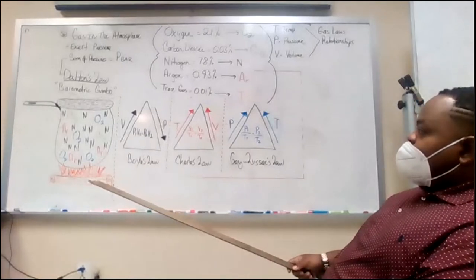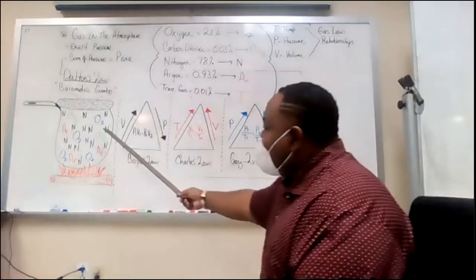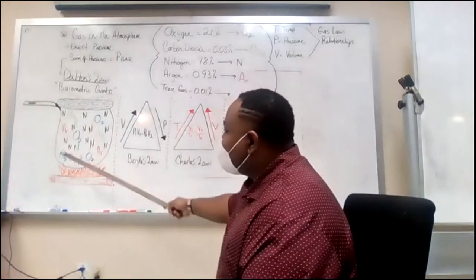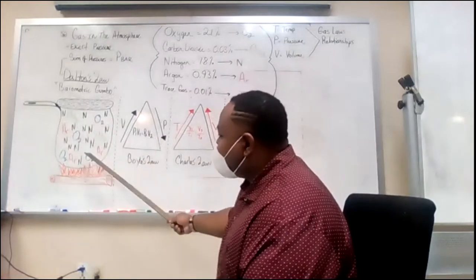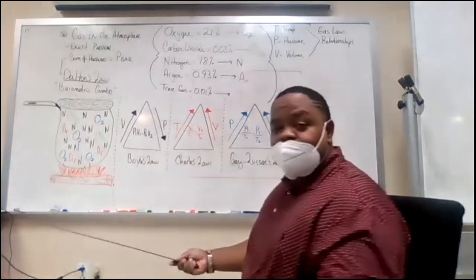All right. What about Dalton's law? Dalton's law says that each one of the atmospheric gases exerts its own pressure. So the sum of all of the pressures equals one barometric pressure. That is Dalton's law.